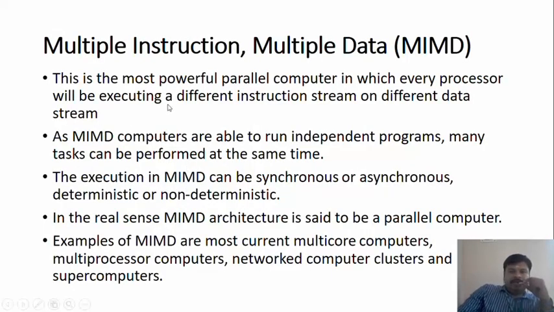Next one is multiple instructions and multiple data. This is the most powerful parallel computer, in which each processor executes a different instruction stream on a different data stream. As MIMD computers are able to run independent programs, many tasks can be performed at the same time. For example, if 5 tasks are there, we can schedule 5 tasks, each with an individual instruction and individual data pool. Examples of MIMD are multi-core computers, multi-processor computers, network computers, clusters and supercomputers.